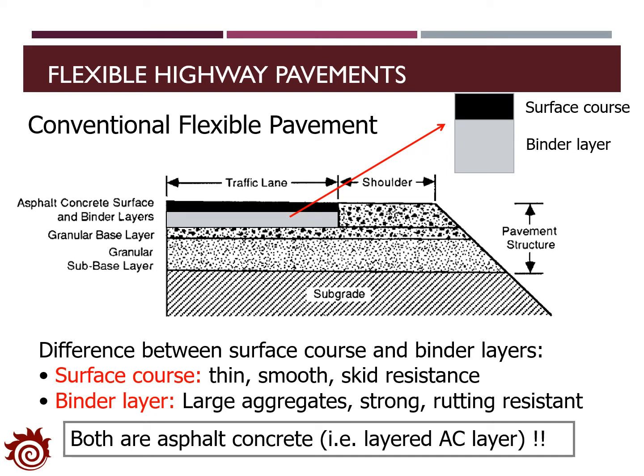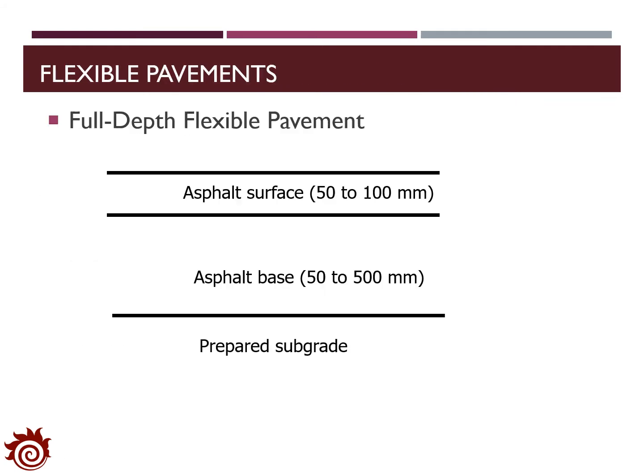The surface course is usually thin, smooth, and skid resistant to support the vehicles on the road so that they can maintain a smooth and safe ride. The binder layer has large aggregates and it's strong and rutting resistant, so that it can prevent rutting depression in the pavement and help the pavement to last for a longer time.